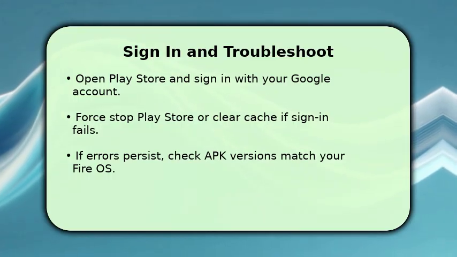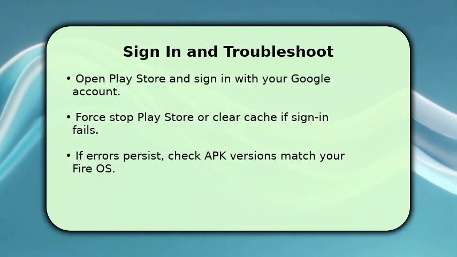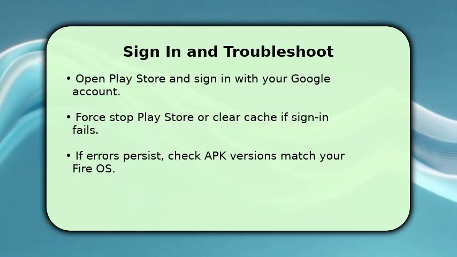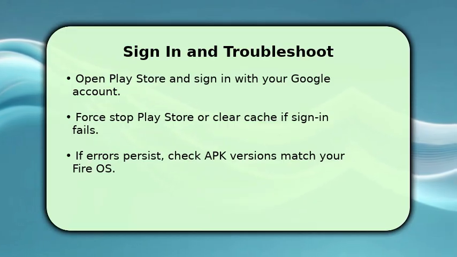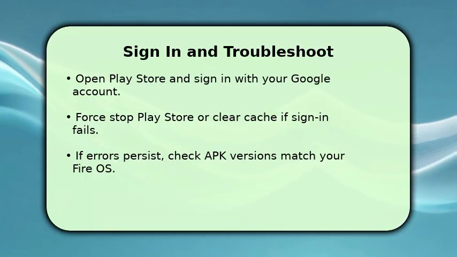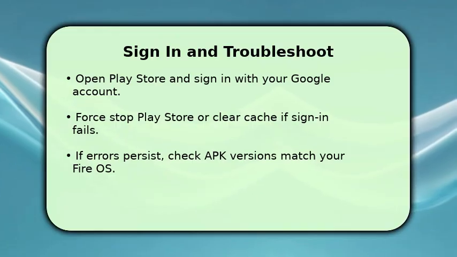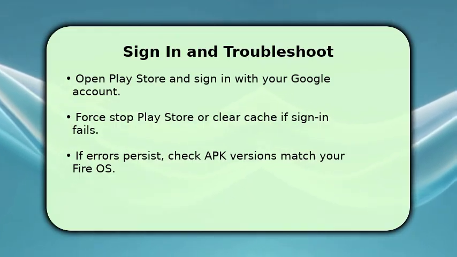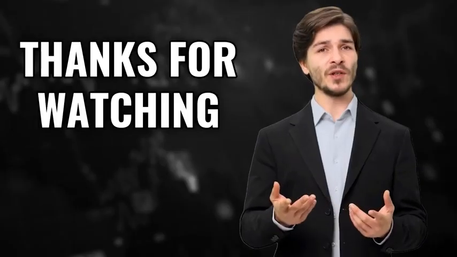If sign-in or updates fail, go to Settings, Apps, force stop Play Store and Google Play Services, then clear cache and data before reopening. If you still see errors, verify you installed APK versions compatible with your Fire OS. Mismatched versions cause crashes. As a final tip, uninstall the APKs and repeat the correct order if persistent failures continue, then reboot again.